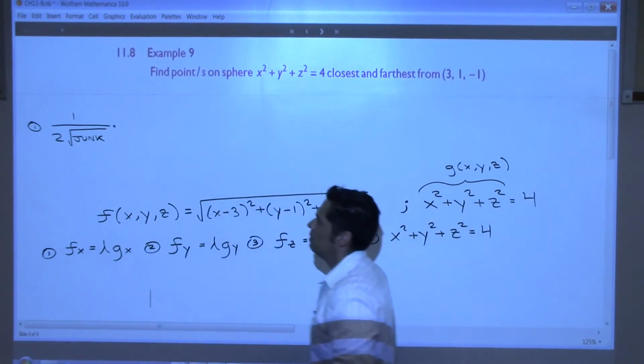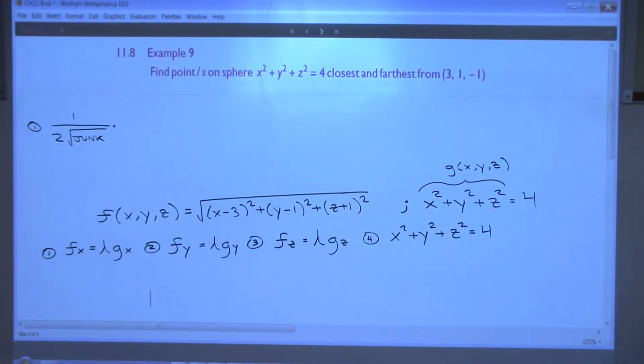Times, I use junk, I'm paying tribute to my old professor. He used to always do that too. He used to always just write junk. And so I'm doing junk too.